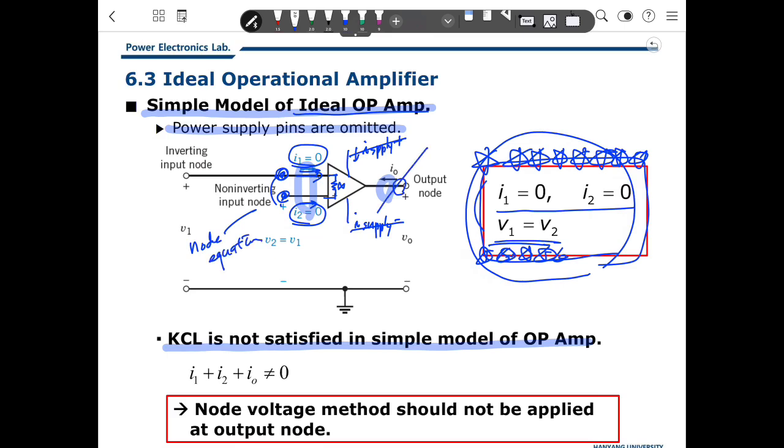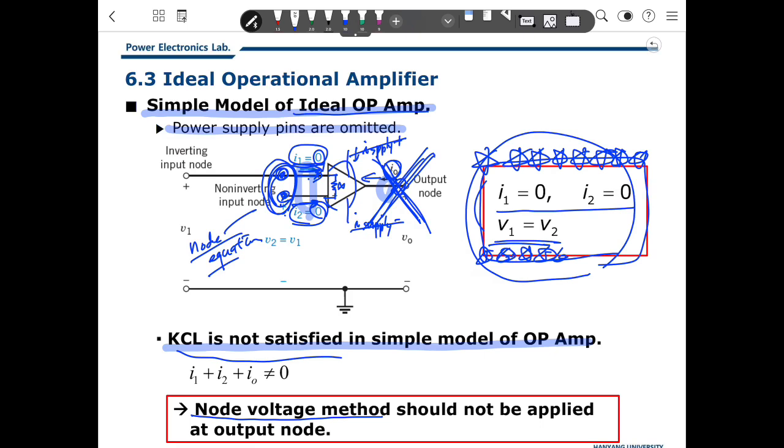But at this point, we cannot apply the node voltage method. Why? KCL is not satisfied. But here, we can use node voltage on the input side, but on the output side, we cannot. Why? We cannot define the output current IO. Here, we can define the I in this pin as 0. So we can apply the node equation here.